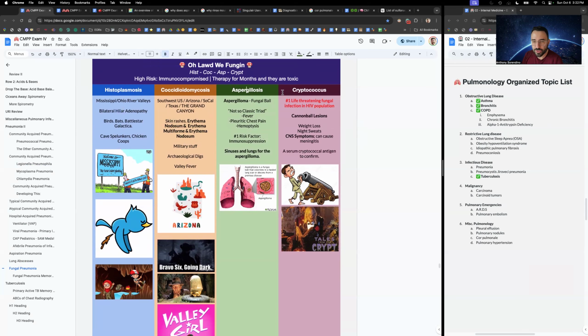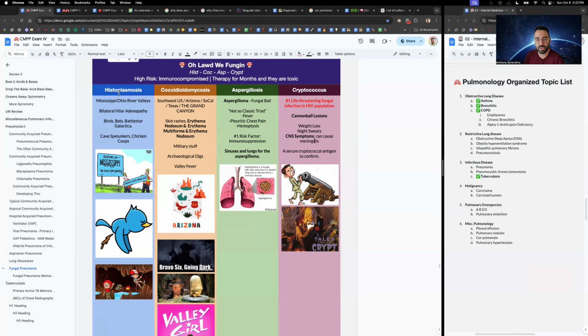Cryptococcus, I feel like these two aren't tested as much. Aspergillosis and this fungal ball with this not so classic triad. I mean, hemoptysis definitely jumps out. So if you see hemoptysis, go with aspergillosis. And then Cryptococcus has some CNS symptoms. Again, I don't feel like it's a life-threatening fungal infection in the HIV population. I feel like that didn't even come up when we talked about HIV.